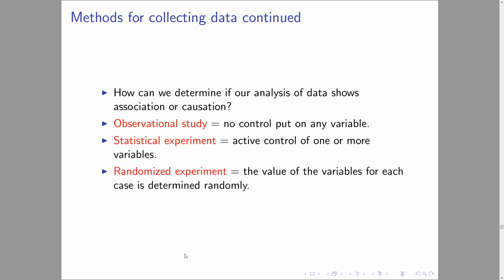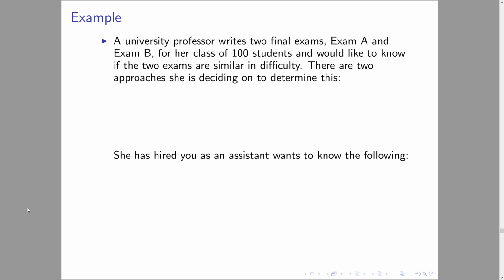And continuing on from the statistical experiment is the randomized experiment, where the value of the variables for each case or observation is determined randomly. So we'll touch a little bit more on this now because a randomized experiment is probably one of the most powerful ways you can collect data. Okay, so let's have a look at an example here.